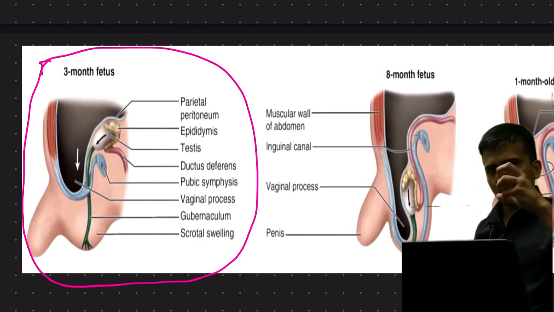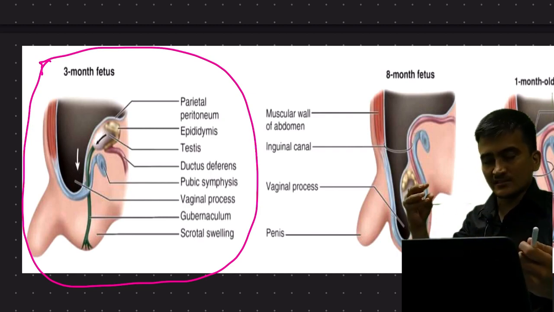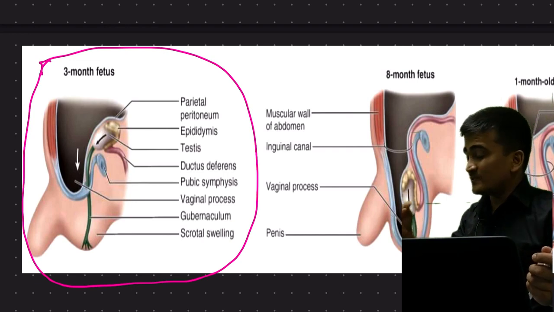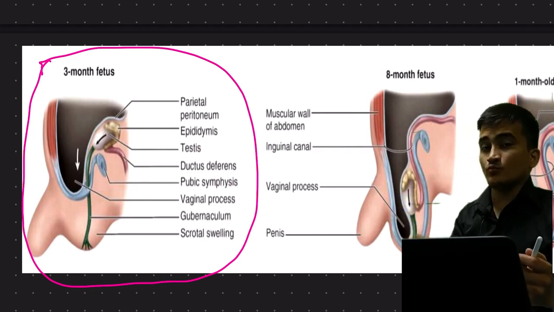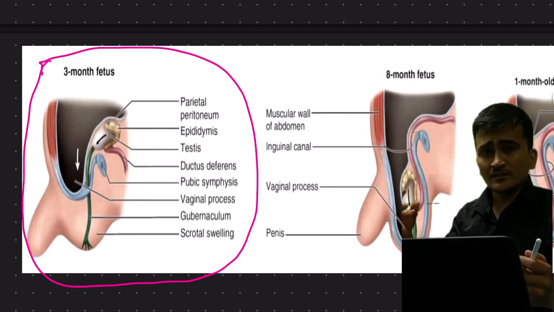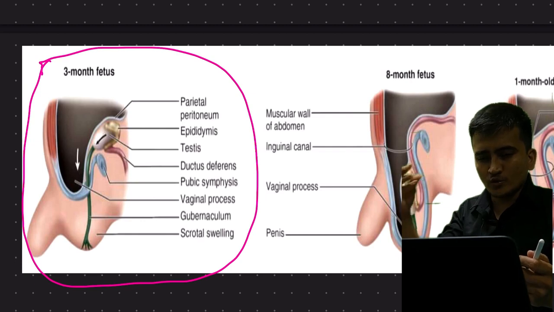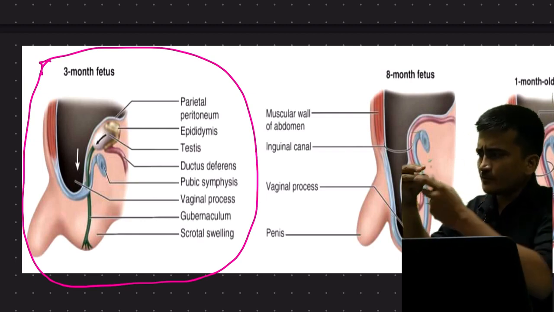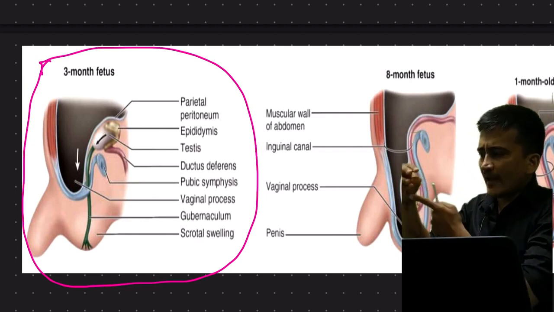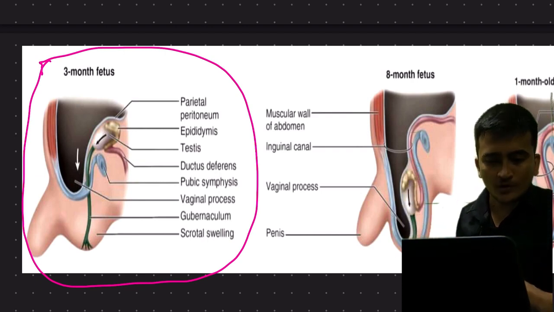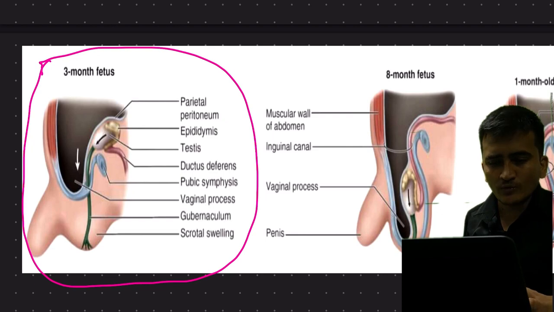Now this is the testis, and it is going to get into the scrotum. When it is descending into the scrotum, it will pull or bring some of the peritoneum of the abdomen with it into the scrotum, right?